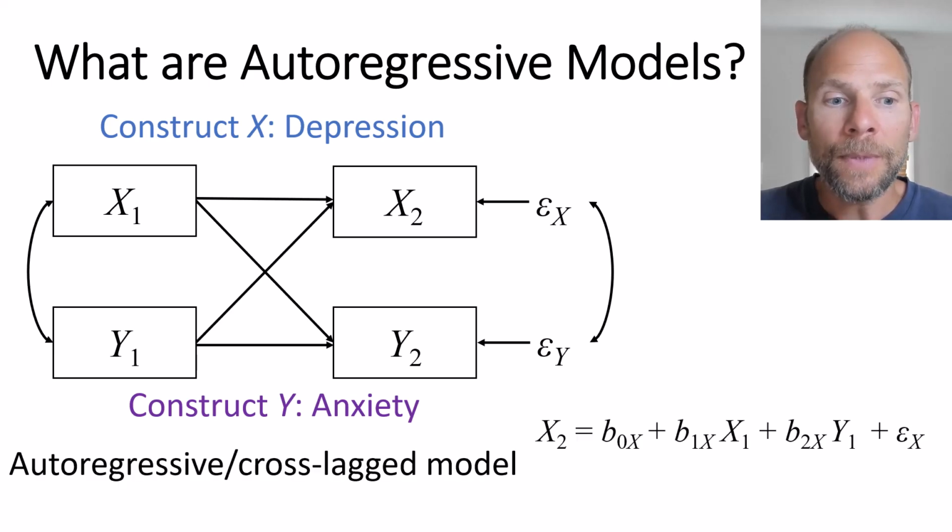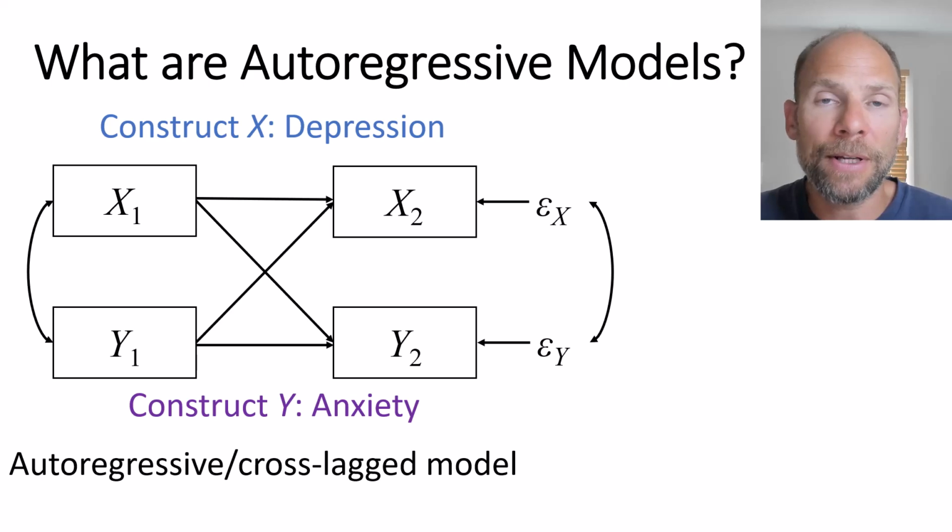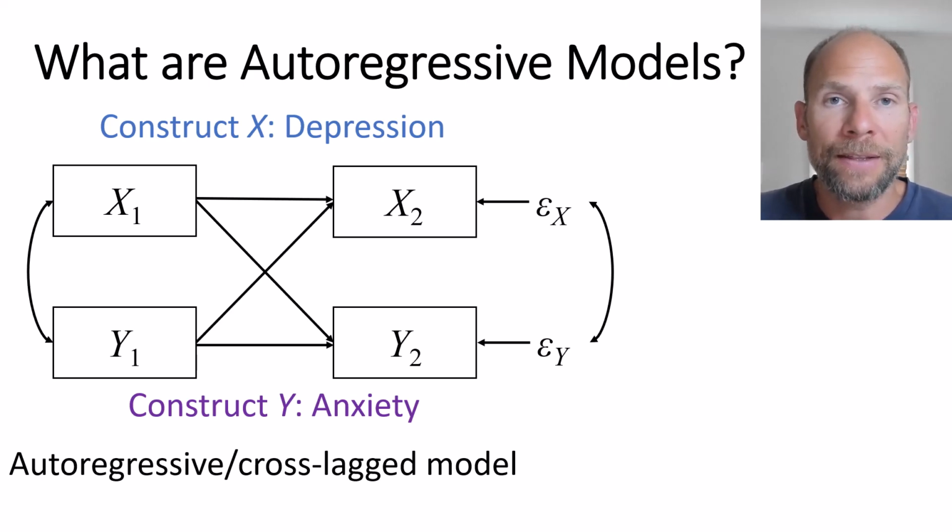paths. We call this model an autoregressive cross-lagged model when it's involving more than one construct, and when we include those cross-lagged effects from one construct to another across time. So you'll often find this term autoregressive cross-lagged model, or simply the term cross-lagged panel models, where it's understood that also the autoregression is part of the model.